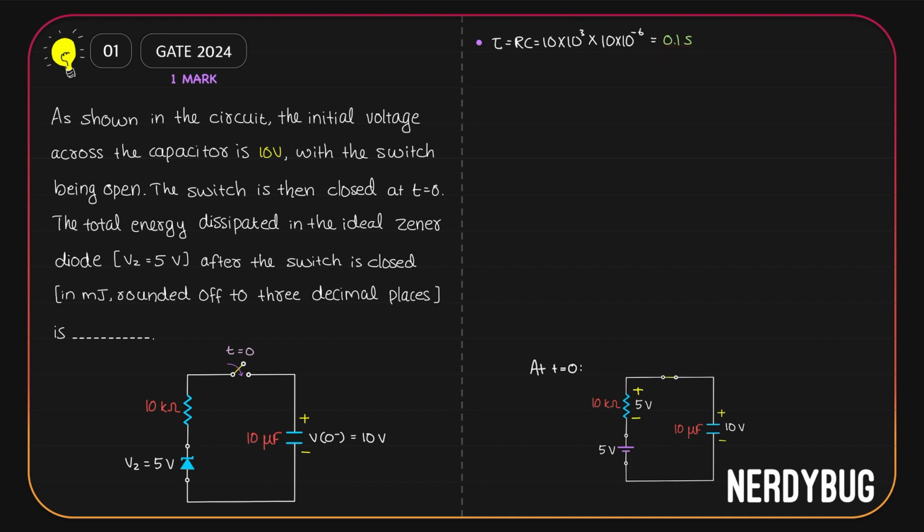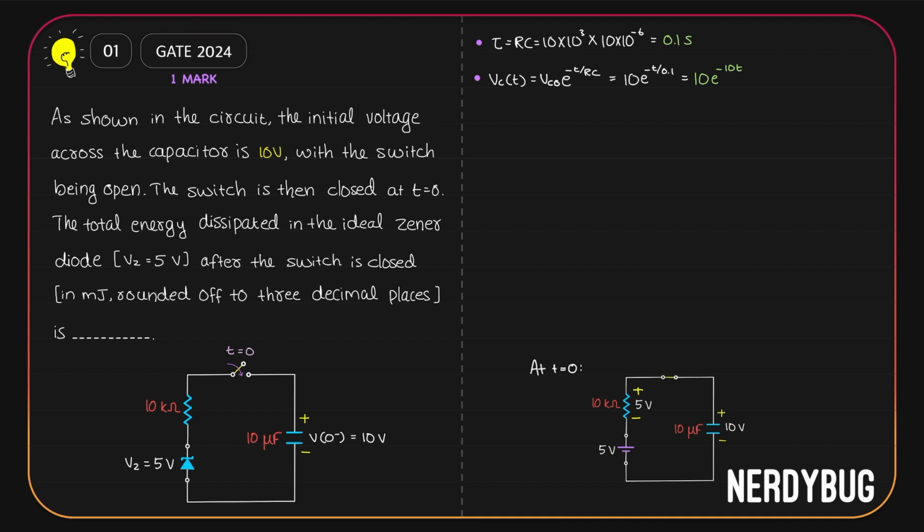Let us write an expression for the potential drop across the capacitor as a function of time. Like we said, it is the maximum value multiplied by e to the power minus t by RC. Maximum value is 10 volt. RC is 0.1. So we get 10 e to the power minus t by 0.1. 1 by 0.1 is 10. So let us write 10 e to the power minus 10t.